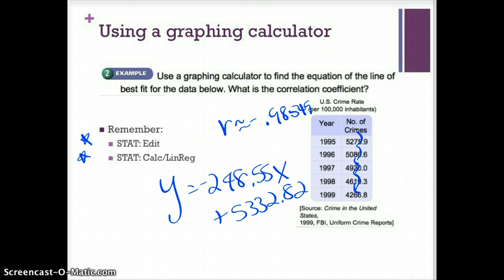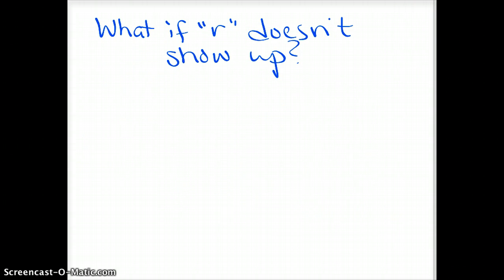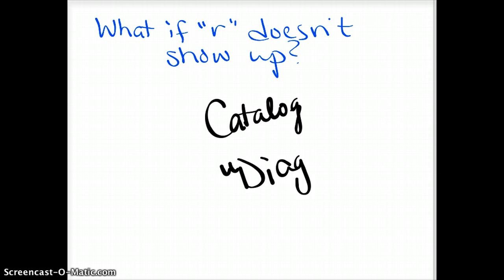Okay, the last very most important question here. Some of you are going to say, well, R didn't show up on my graphing calculator. It didn't show up for me. So I'm going to show you how to do that. What you do is you go to your catalog, and there's a button that says Diagnostic On. That's what you're going to pick. So I'll show you how to do that really quick, and then that hopefully will work for everybody, and you'll get your correlation coefficient R to show up.